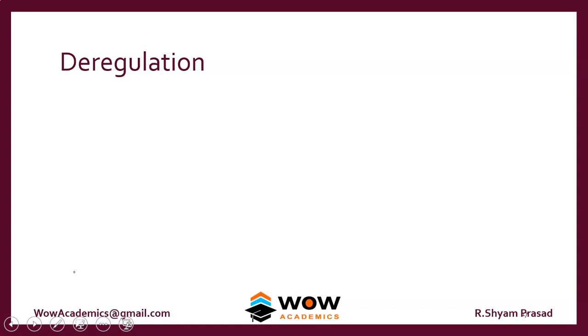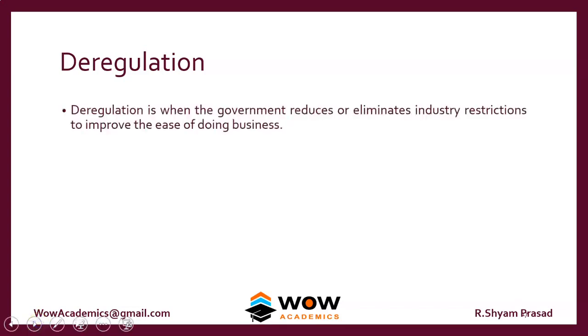So we'll move on to something called deregulation. Deregulation is when the government reduces or eliminates industry restrictions to improve the ease of doing business. Regulation means there is a constant check on the companies, and the companies have to follow the rules and regulations of a country. So deregulation means the number of rules to be followed is totally removed, or reduced up to a level. That is what is called deregulation.